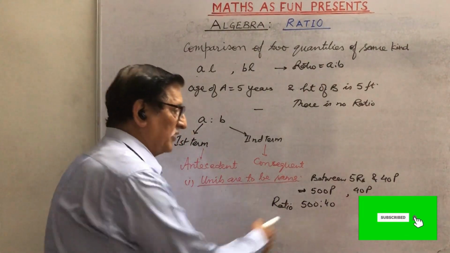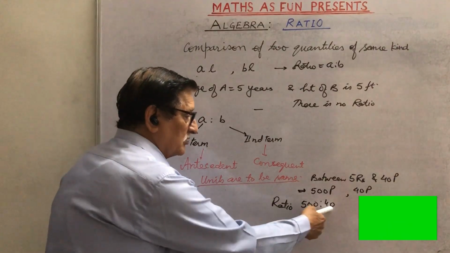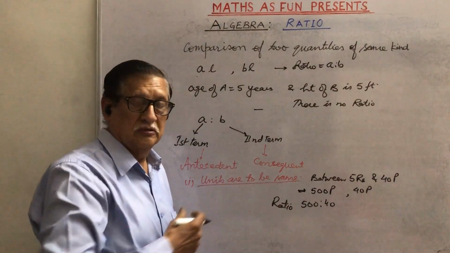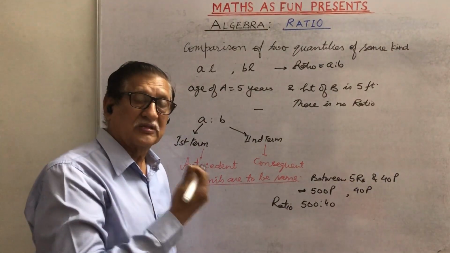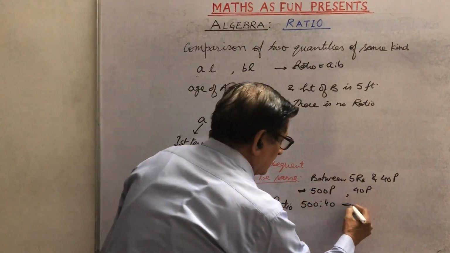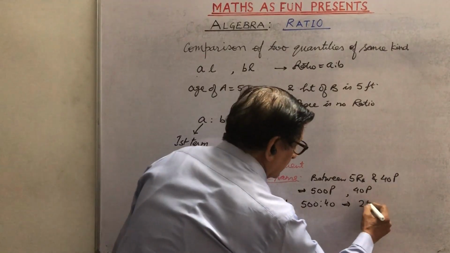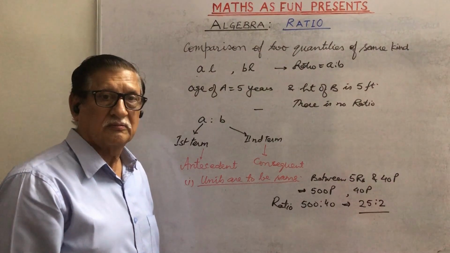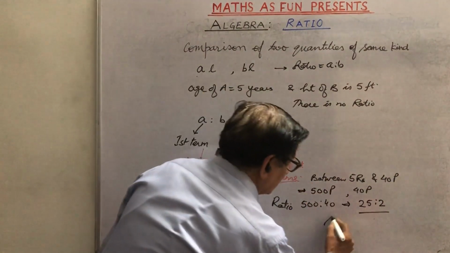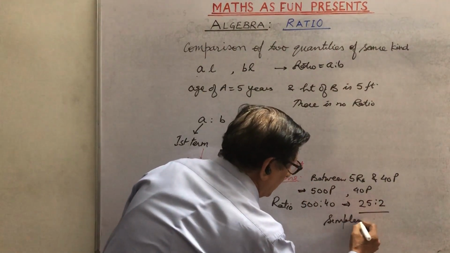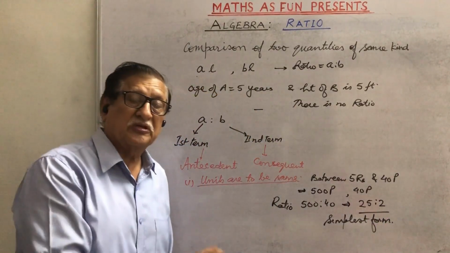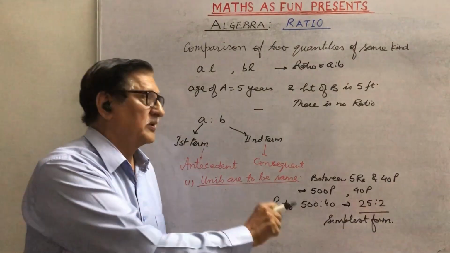In case you want to simplify, we can divide both the terms by the same number, or we can also multiply the terms of the ratio by the same number. If we divide both by 20, we get 25 is to 2. This is the ratio, and this is known as the simplest form of the ratio. So generally, we represent a ratio in simplest form.